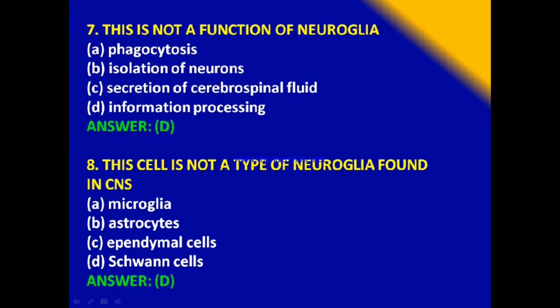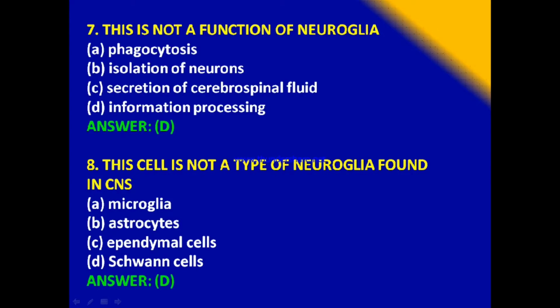This is not a function of neuroglia: phagocytosis, isolation of neurons, secretion of cerebrospinal fluid or CSF, and information processing. So, which is not a function of neuroglia? Information processing is not a function of neuroglia. The other three functions are of neuroglia.